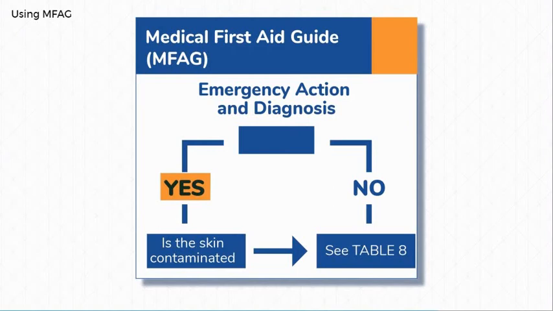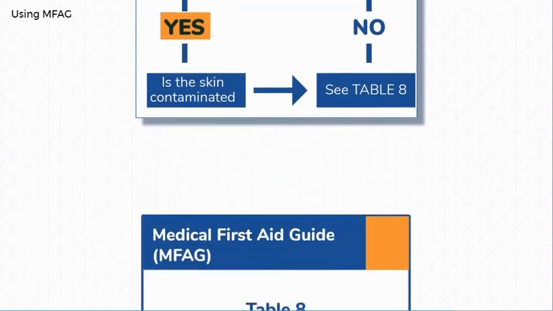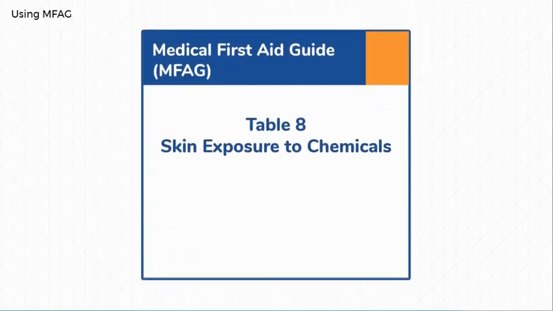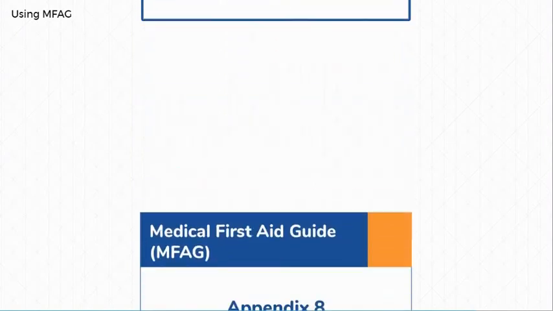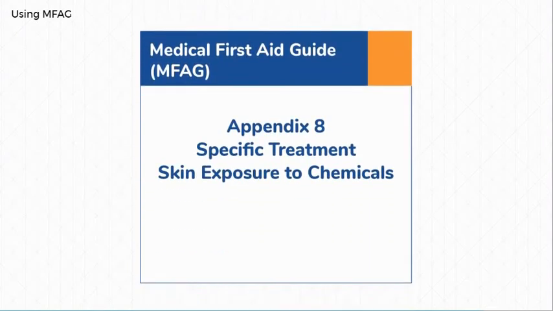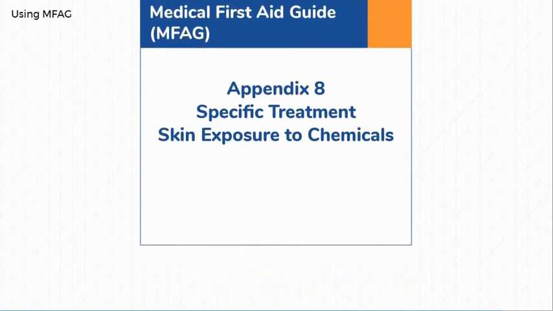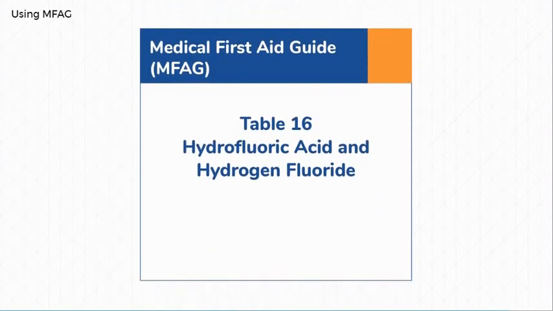When we answer yes to has the skin been contaminated, this takes us to Table 8. Table 8 provides information on the treatment of skin exposure to chemicals. The treatment table also refers you to Appendix 8 for more specific treatments for dealing with skin exposure to chemicals. It also tells you to go to Table 16 if there has been exposure to hydrofluoric acid, as this is a chemical that is particularly corrosive to living tissue.